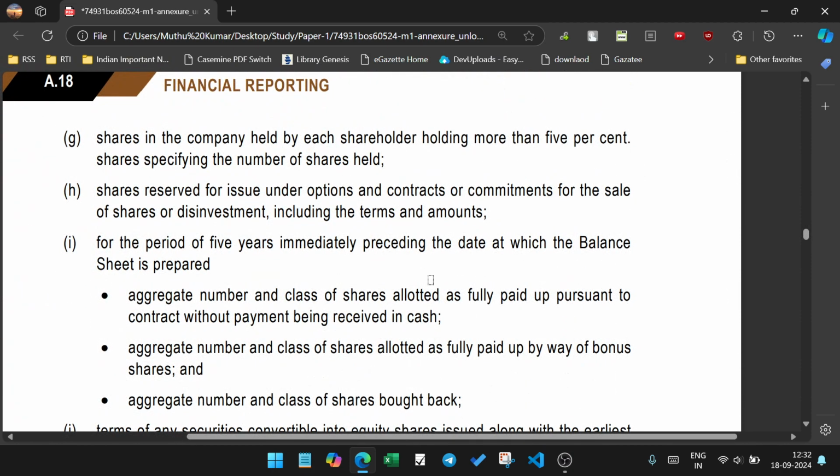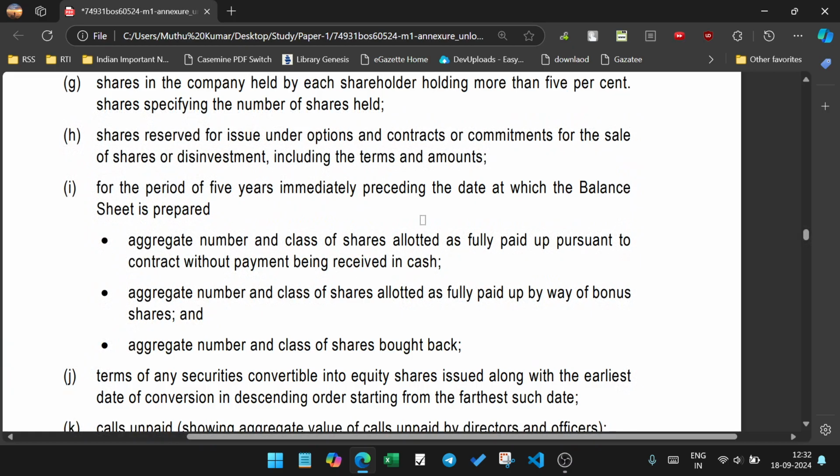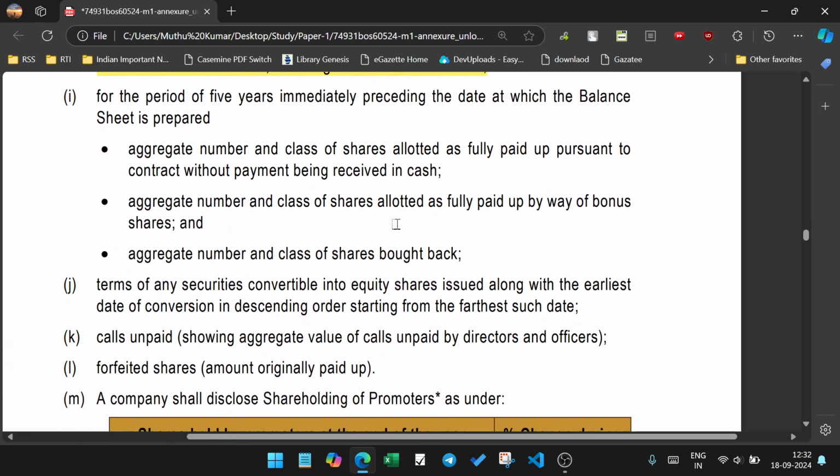Shares in a company held by each shareholder holding more than 5% of the shares, specified in the number of shares. Shares reserved for issue under options and contracts, and commitments for the sale of shares and disinvestment, including terms and amount, for a period of 5 years immediately preceding the date of the balance sheet.